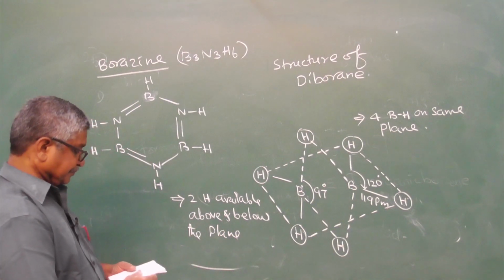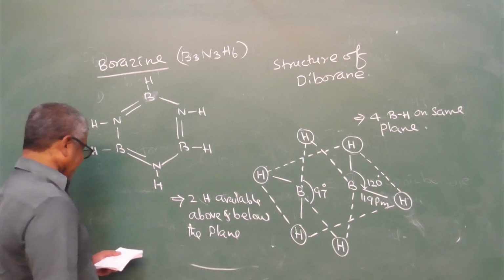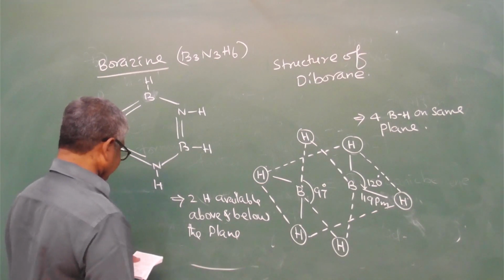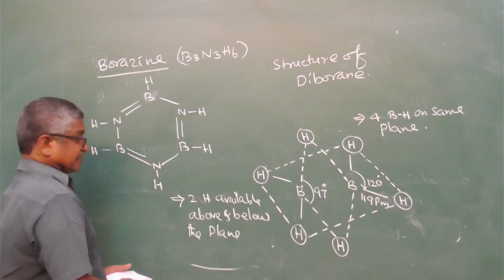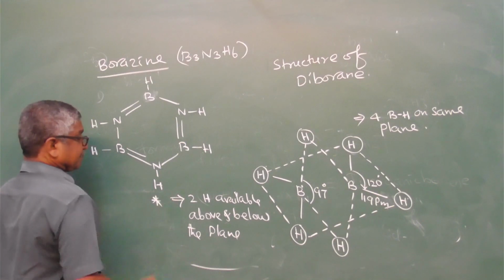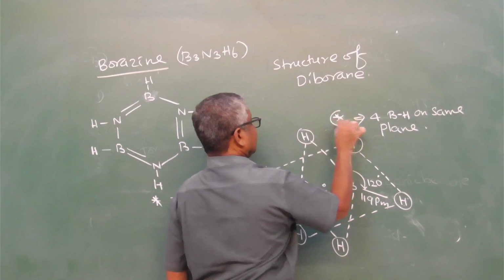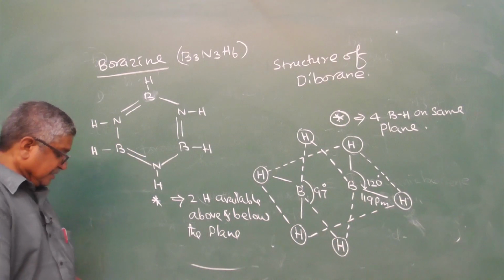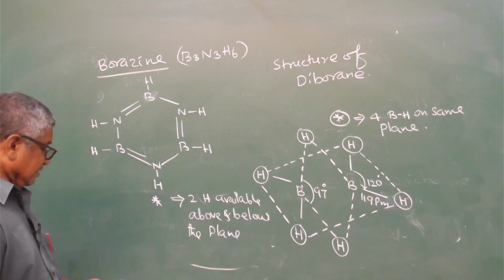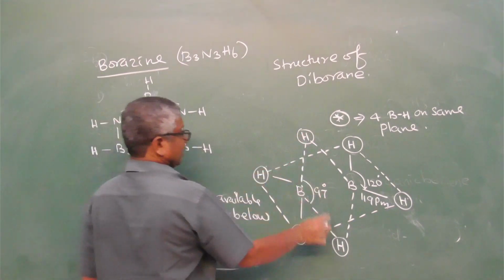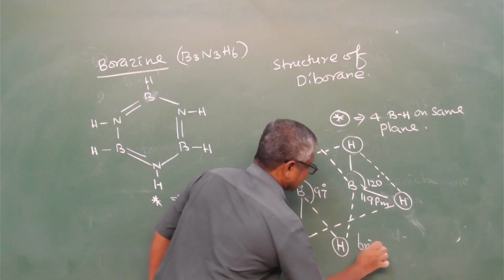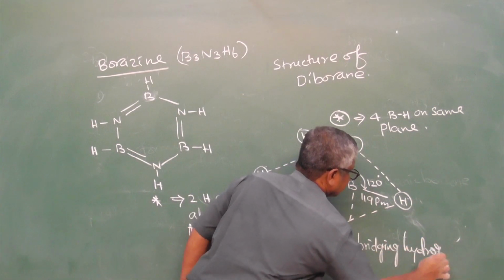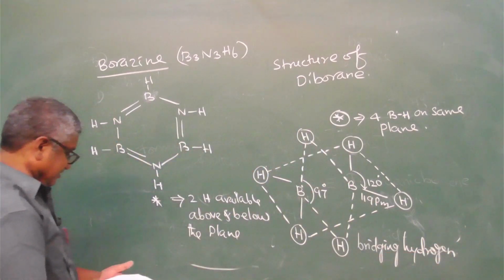Next, the 4 terminal bonds are regular and the BHB bonds are different. So this is the point to remember about the structure of the diborane compounds. These two are called bridging hydrogens.